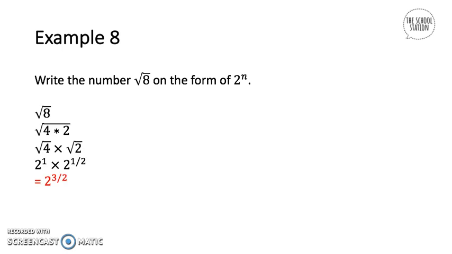The way you do it is you basically just have to know the square root of 8. You have to make it into two different numbers. Square root of 8 can be square root of 4 times 2. And then you separate those into square root of 4 times square root of 2, which is 2 to the power of 1 times 2 to the power of 1 over 2, giving 2 to the power of 3 over 2. You can do more examples later on.